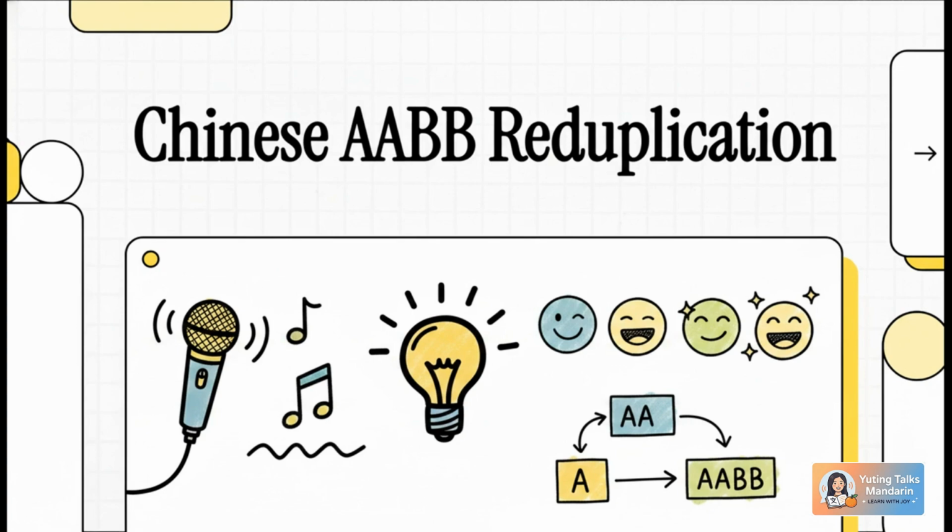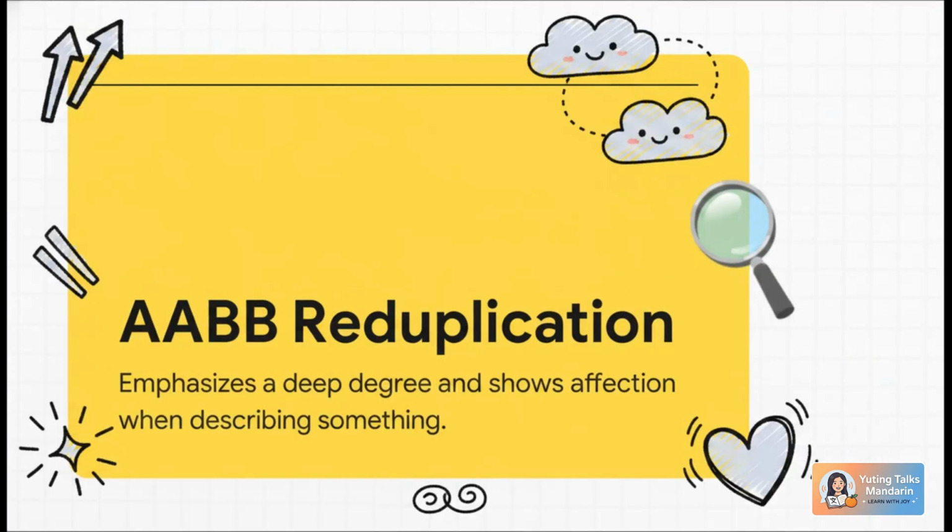We are talking about the AABB reduplication structure. I know, it sounds a bit like a math formula at first, but I promise you it's actually one of the absolute most colorful and rhythmic parts of the whole language. So what exactly is AABB reduplication? Well, in Chinese, certain adjectives, which we're just going to call AB because they're made of two characters, can be doubled up. You literally just repeat the first character twice and the second character twice, which gives you AABB.